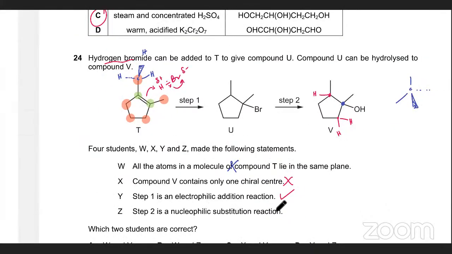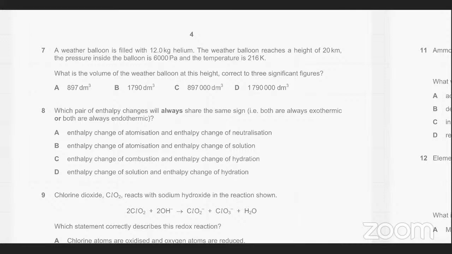Step two is nucleophilic substitution reactions, which is also true. That is an SN reaction, and to be very specific, that is a tertiary halogenoalkane. I'm just going to quickly revise what all of these were. Just 1 second.